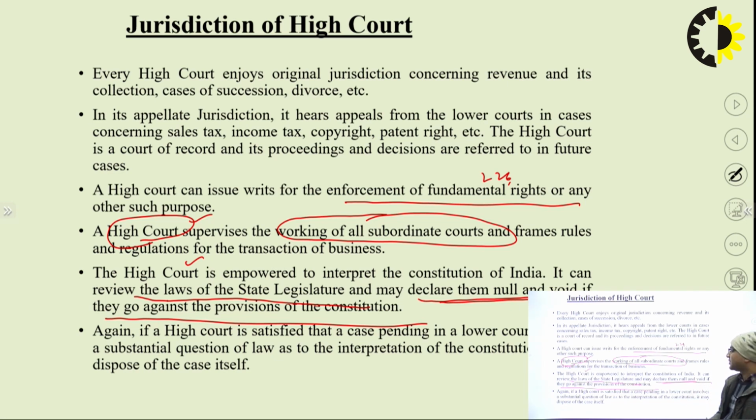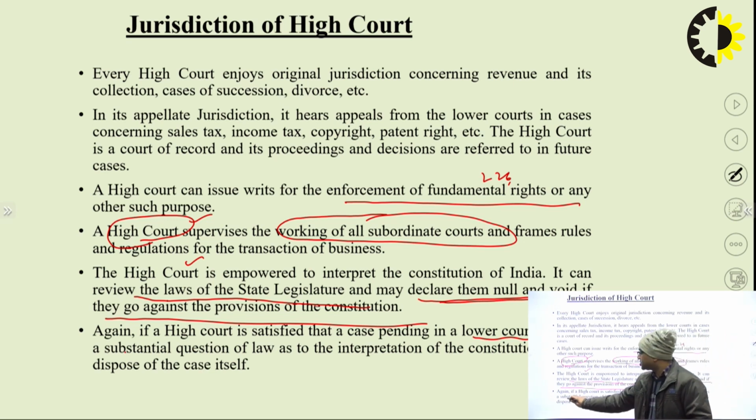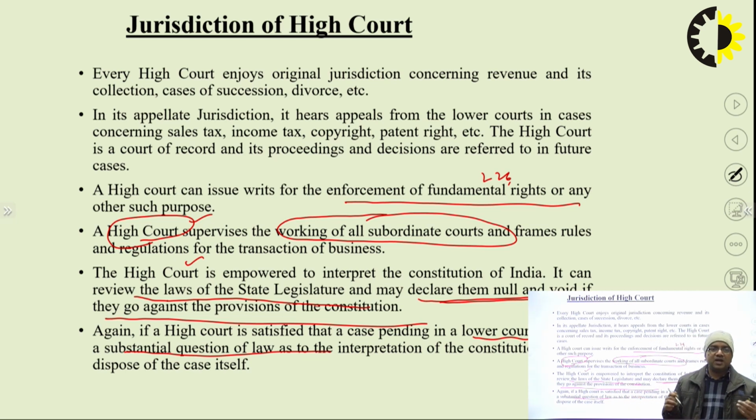And again, if a High Court is satisfied that a case pending in a lower court involves a substantial question of law as to the interpretation of the Constitution, then it may dispose of the case itself. So an important thing is, suppose a case is going on in a lower court, but that case is highly important. It has a substantial question of law, especially on the interpretation of our Constitution. At that time the High Court may ask the lower court to transfer that case to the High Court, and then the High Court will take action and give its judgment on that particular case.